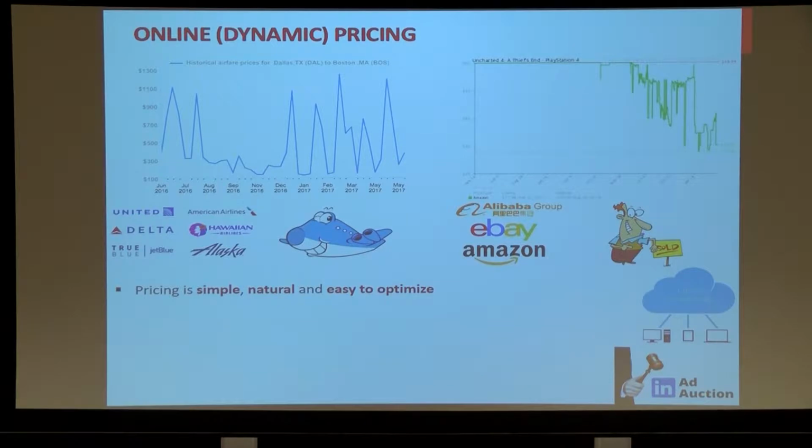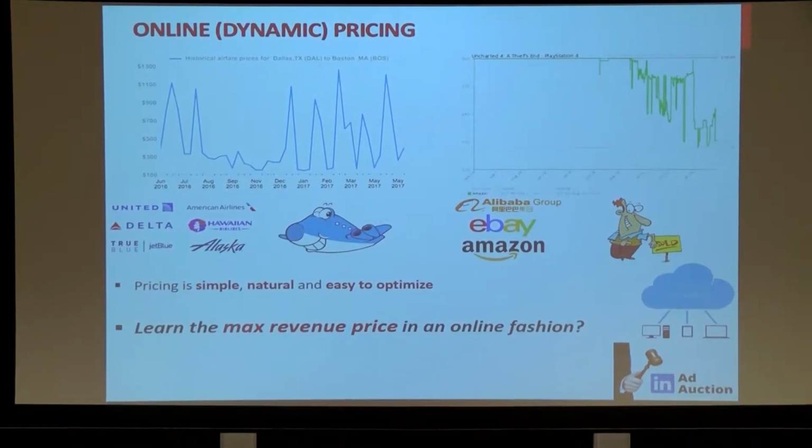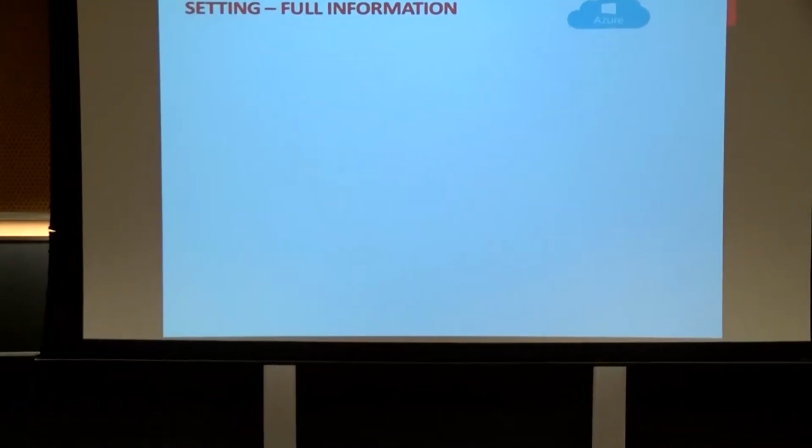Why are the monopolists using pricing? Pricing is simple, easy to optimize, and natural. And still, we don't know, is it good in terms of maximizing revenue for a dynamic setting? And we are trying to address this question by asking how we can tune the prices over time in order to get good revenue for the monopolist. Let me formalize this problem.